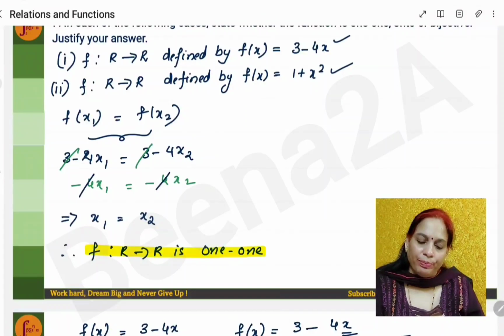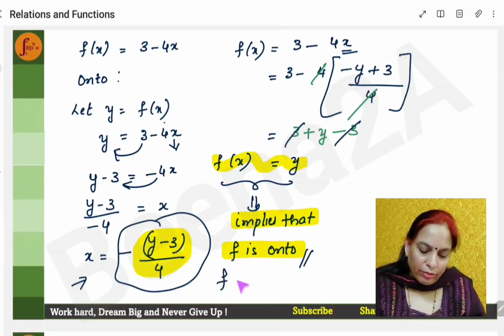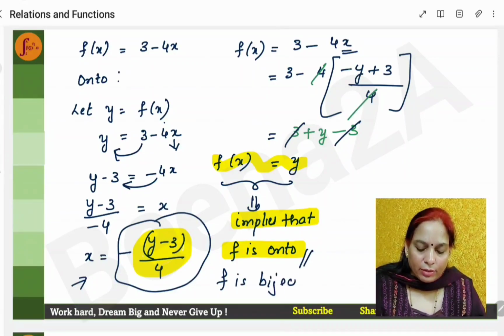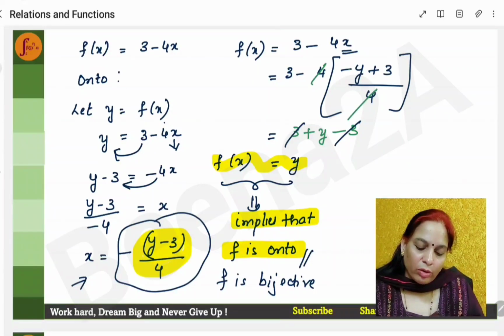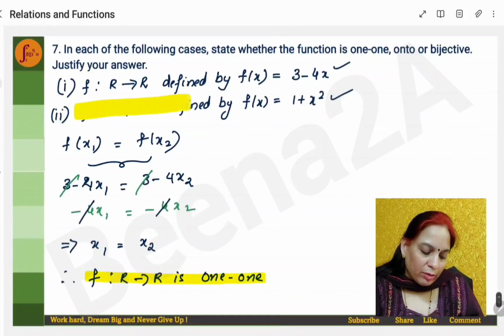The function is 1 to 1. The function is onto. So what does this mean? It means that the function is bijective, because it is both 1 to 1 and onto. Now let's look at the second part of the question.